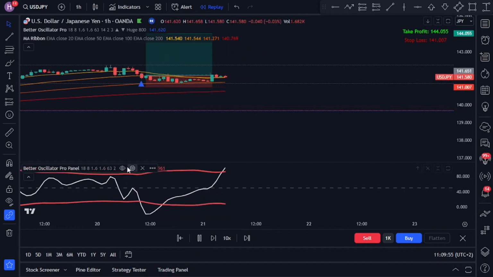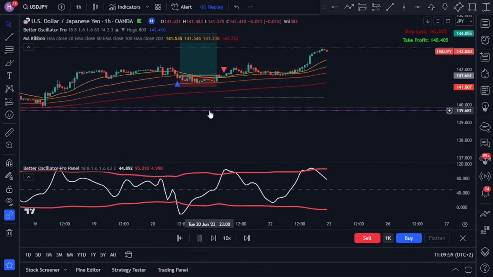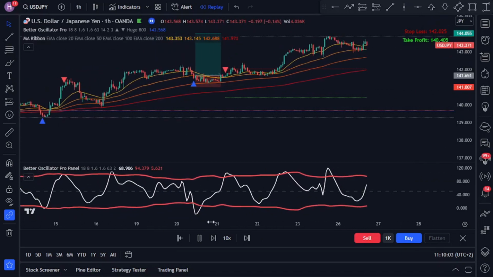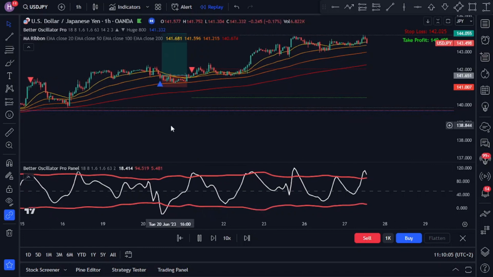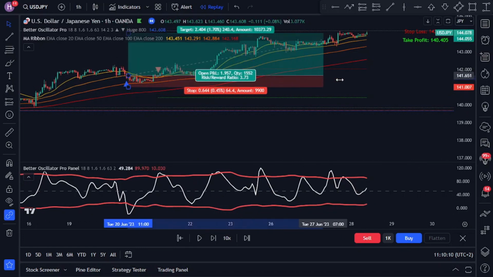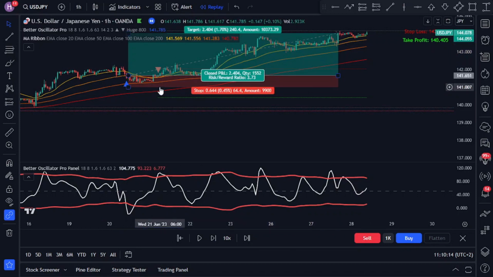Now, one of the best aspects of the indicator is thanks to our proprietary minimal or no lag algorithm, the Better Oscillator Pro constantly acts as a leading indicator, accurately indicating market turning points and frequently revealing highs, lows, and divergences well in advance of price movements.